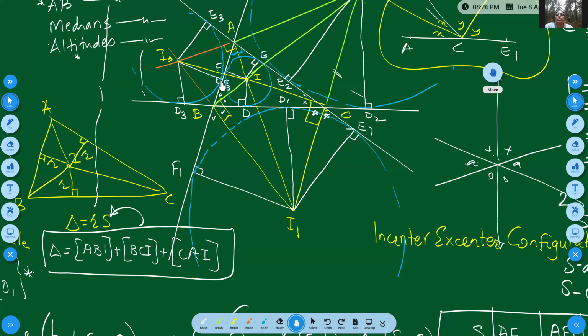S minus B. BF is S minus B, starting from B and touching the in circle. S minus B. BD1.